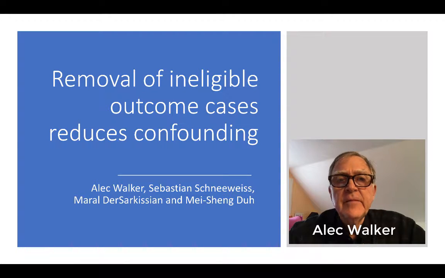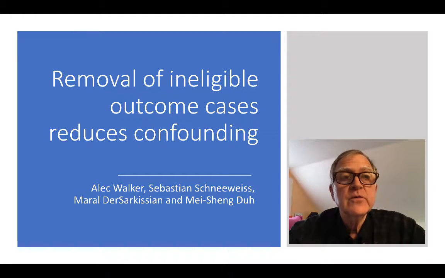Sometimes, late in an epidemiologic study, you discover subjects who should have been excluded from the study population. You don't have the resources to scrutinize the records of everyone, so what do you do? Our paper presents algebra and examples to show when you should remove those late discovered ineligible outcome cases.